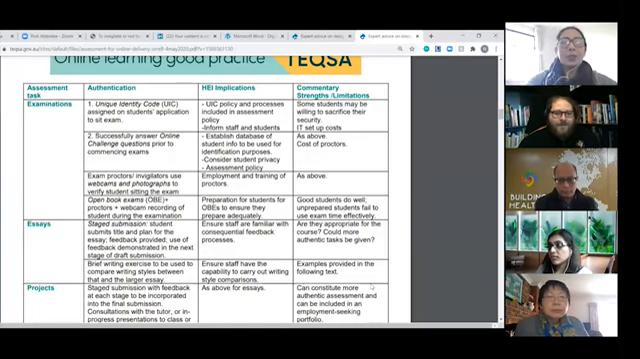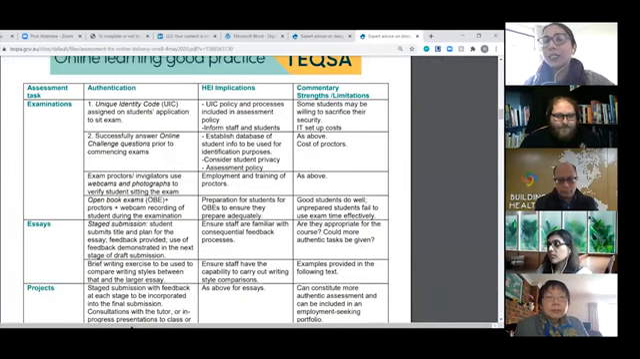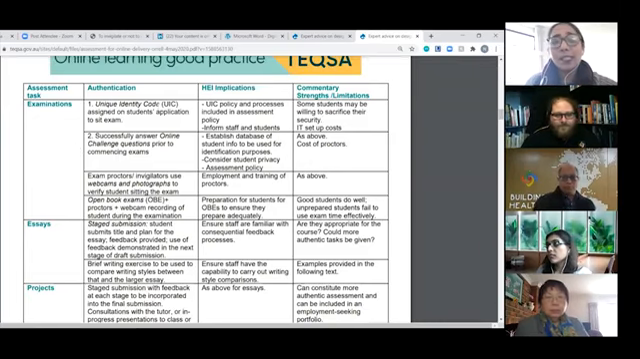So just talking about the different tasks, how you can ensure there's authentication, what are the implications for a higher education institute, and some comments, some limitations as well. Okay, examinations. How are you going to run an examination in an online mode? So you can have unique identity codes, UICs, assigned to students' applications to sit the exam. So students have to log in with this number to get into the exam, and this will be only available to the student. So each student has a unique identity code that they need to present before they can sit an exam.